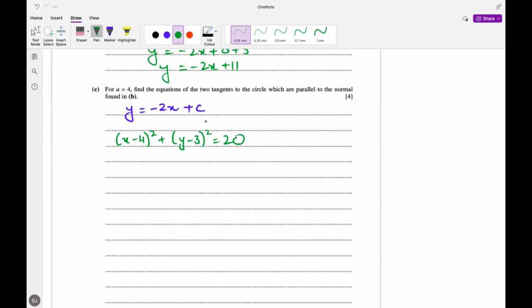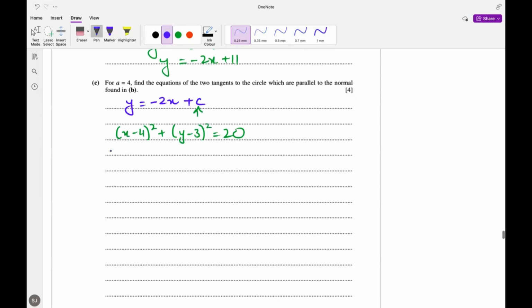Now to find the value of c, we'll substitute y equals -2x + c into this equation of the circle, simplify it, and then apply b squared minus 4ac to find the value of c, as the tangents are intersecting the circle at one point. So substituting y equals -2x + c in place of y, we'll get (-2x + c - 3) whole squared equals 20.